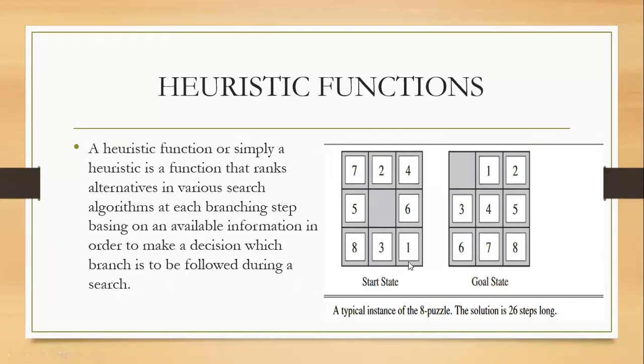Now we are going to see the heuristic function, which ranks alternatives in various search algorithms at each branching step, based on available information, to decide in which order to make a decision, that is, which branch is to be followed during the search. Thank you.